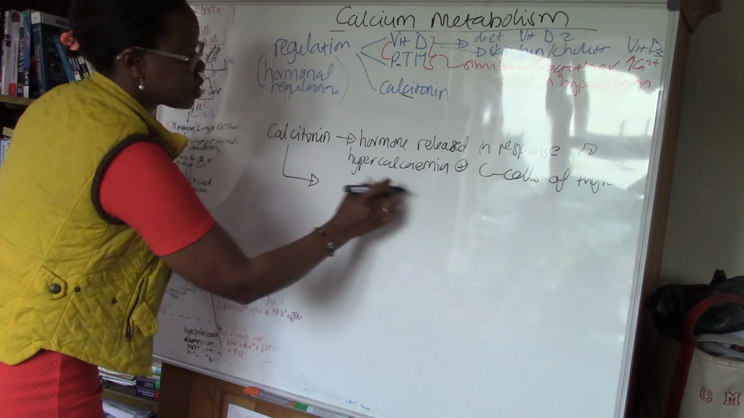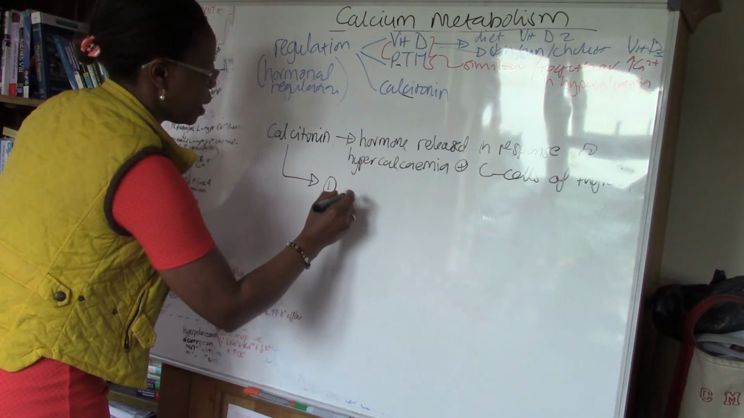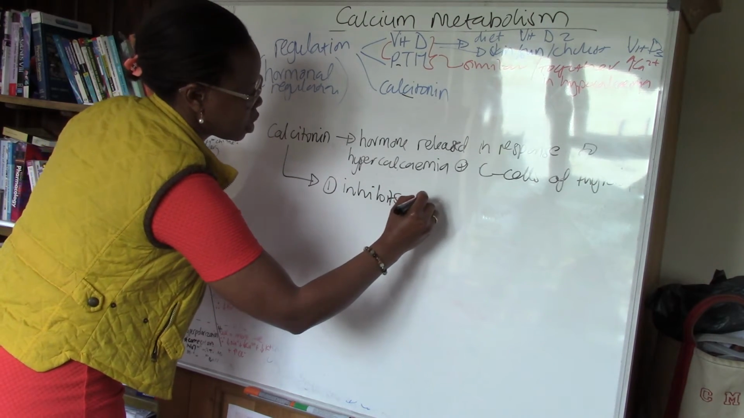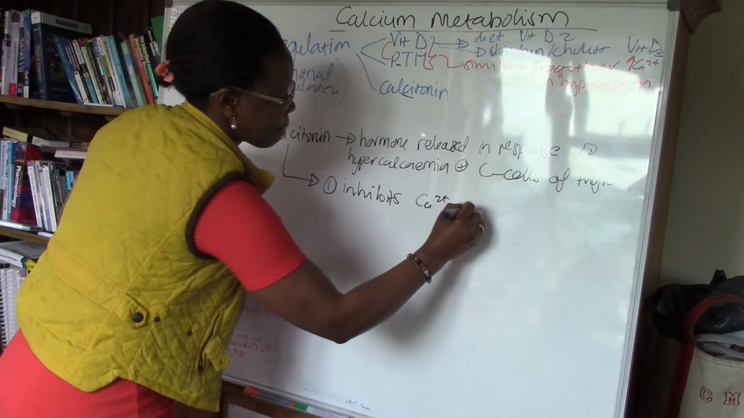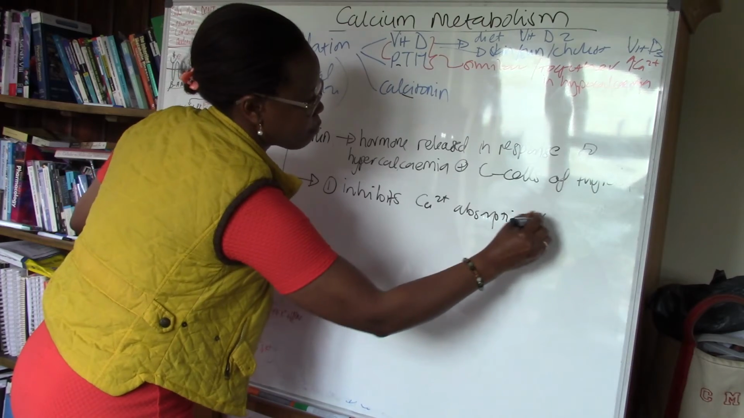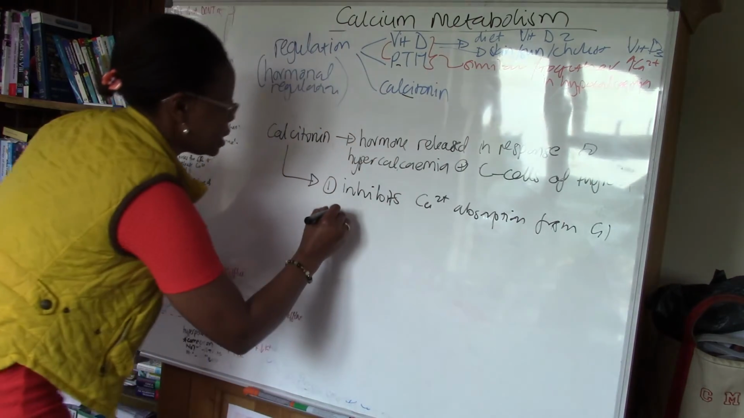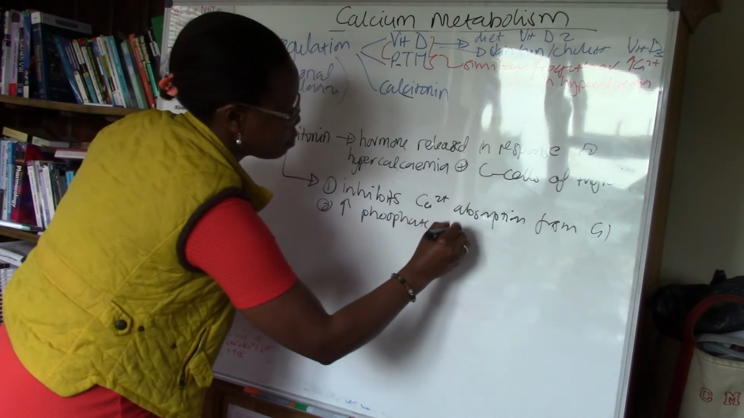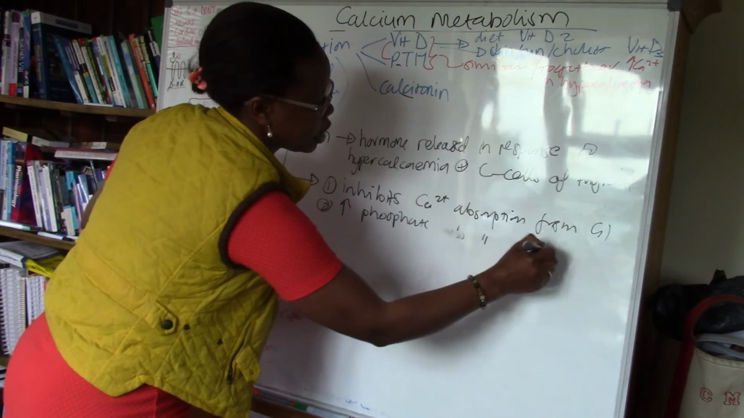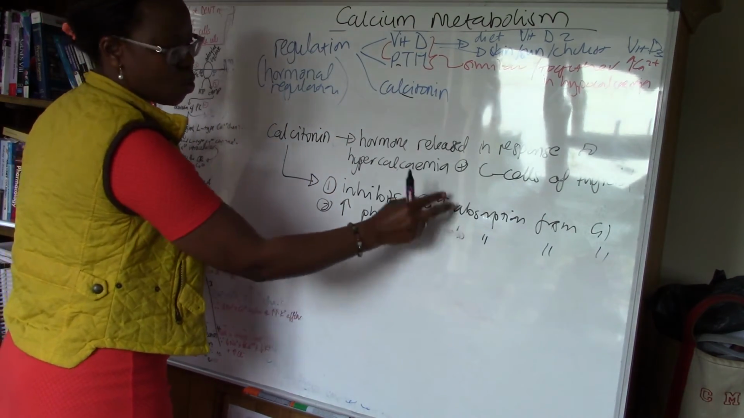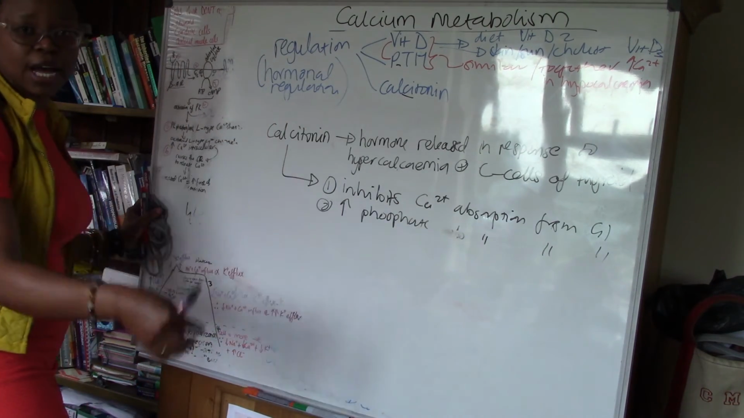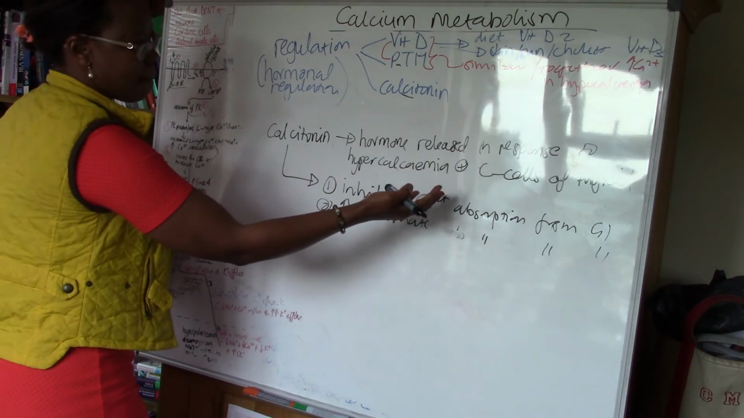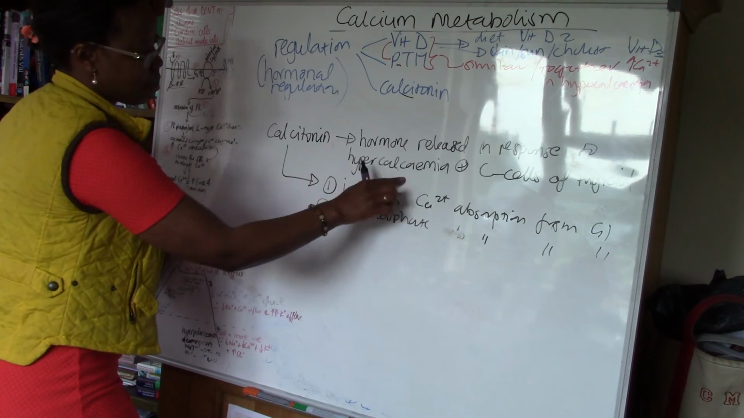And it's released because there is a lot of calcium. Number one, it inhibits calcium absorption from the GI, but it increases phosphate absorption from the GI, and phosphate will then bind calcium and cause calcium to be stored in the bone. So this is a really good mechanism of reducing calcium when there is hypercalcemia.